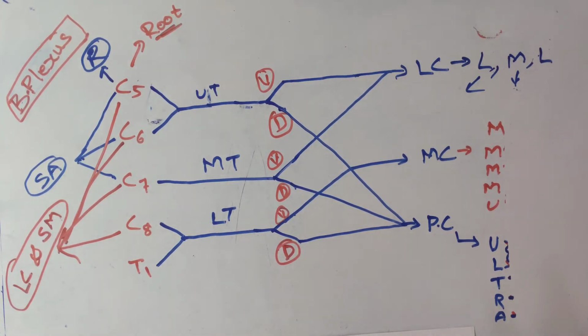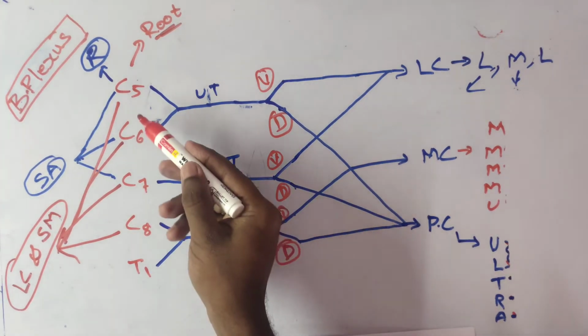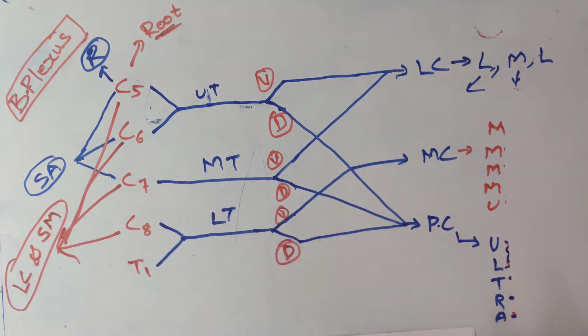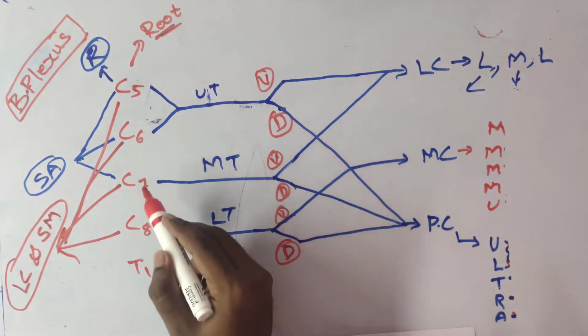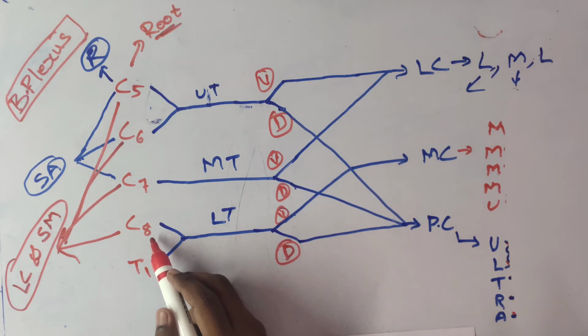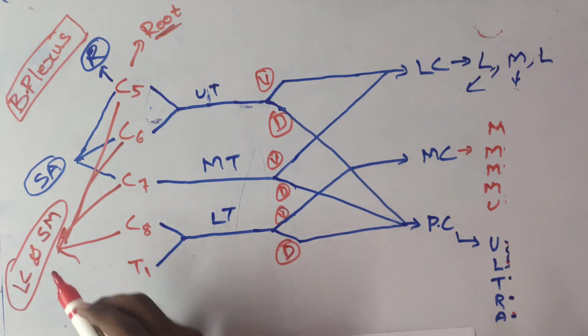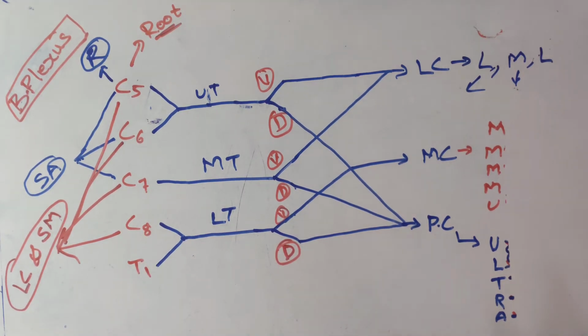Okay, I repeat again. C5 supplies the rhomboid muscles. C5, C6 and C7 supply the serratus anterior. C5, C6, C7 and C8, these four roots, supply the longus colli and scalene muscles. These are all about the brachial plexus.